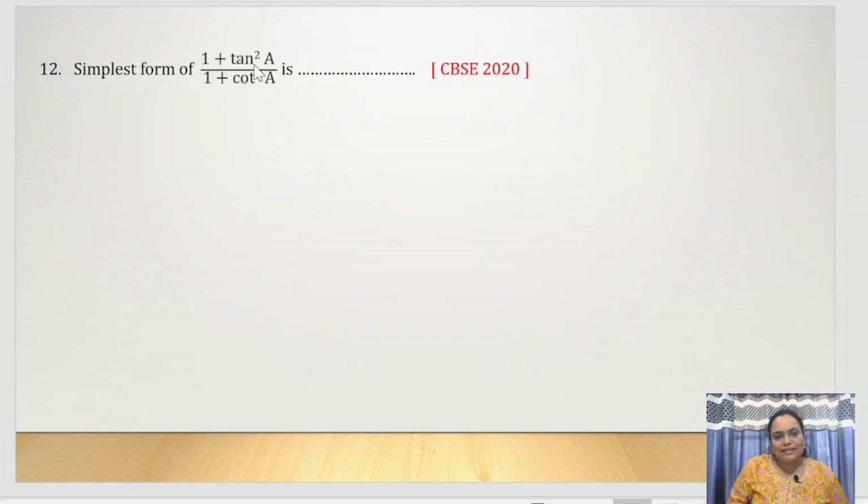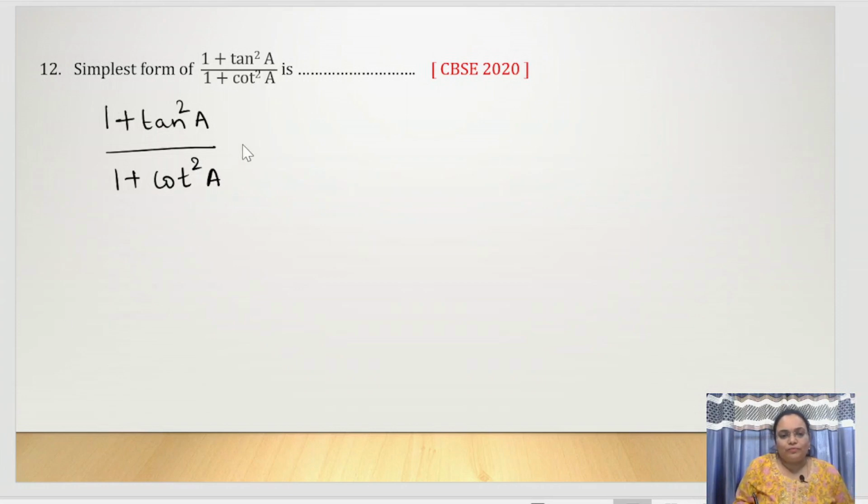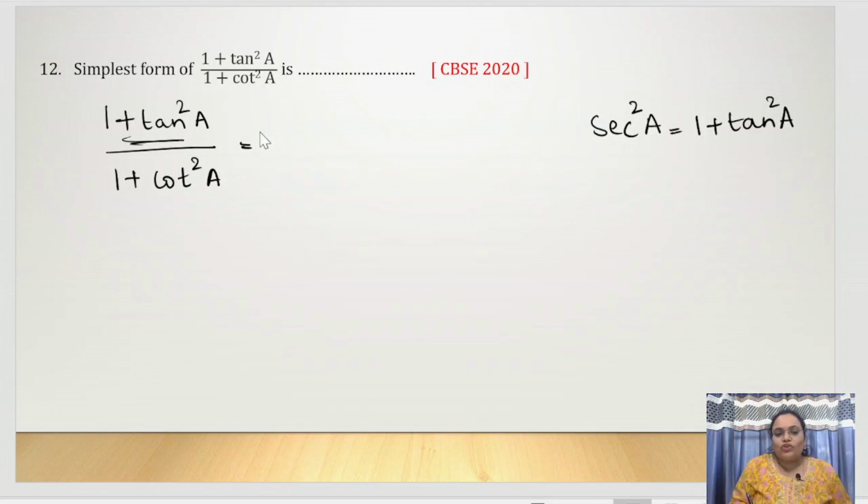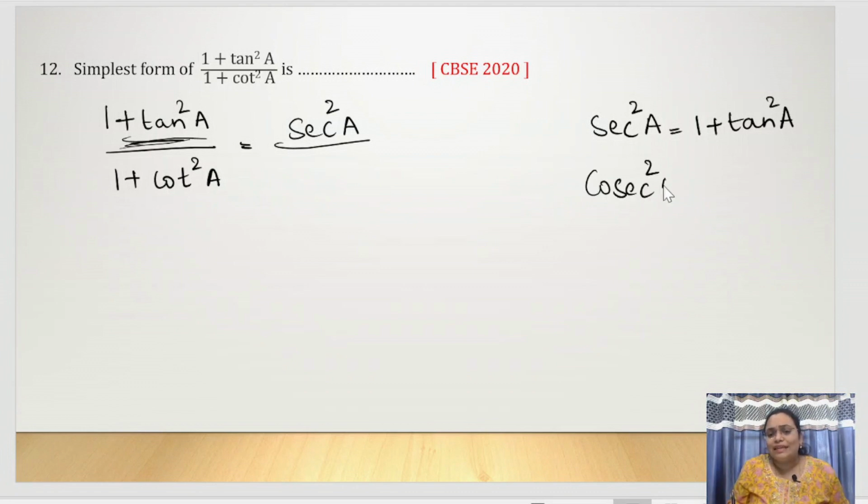Simplest form of 1 plus tan square A by 1 plus cot square A. So 1 plus tan square A by 1 plus cot square A is equal to, see here, 1 plus tan square A can be written as, we have an identity, secant square A is equal to 1 plus tan square A. So 1 plus tan square A can be written as secant square A, divided by, in the same way, cosecant square A is equal to 1 plus cot square A. So 1 plus cot square A is equal to cosecant square A.